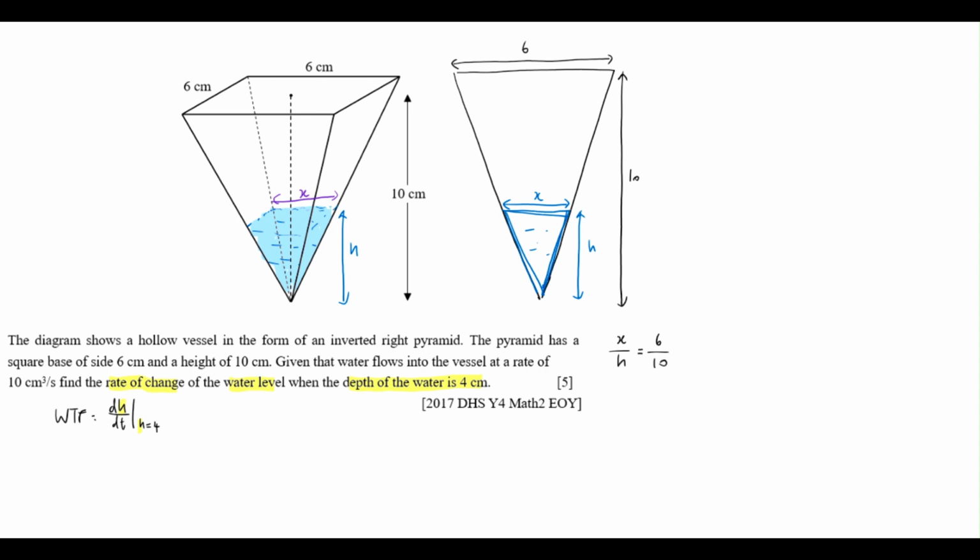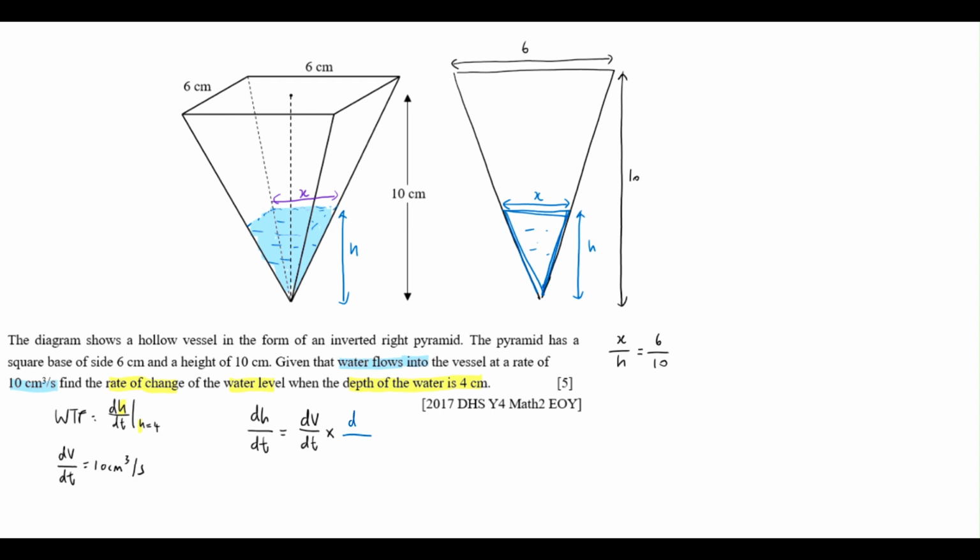With that, I go back to the question. Water flows into the vessel at a rate of 10 cm cubed per second. So therefore, dV over dt is 10 cm cubed per second. So in this case, you want to find dH over dt. You are given dV over dt. So think about what you should have in order to form dH over dt.